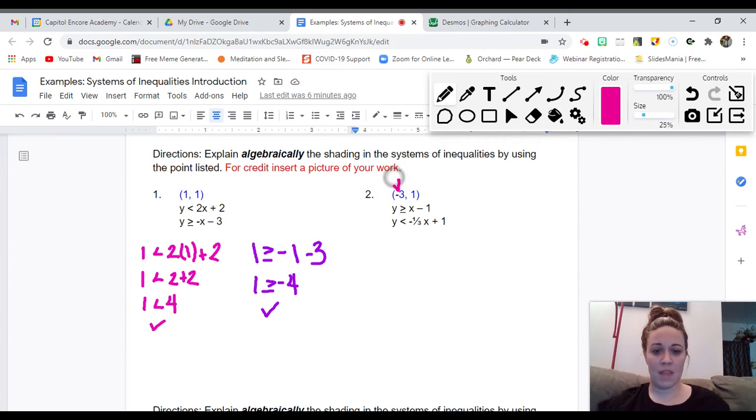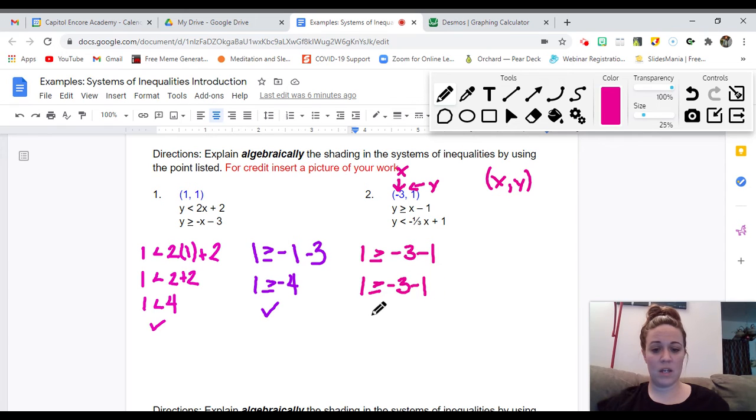So -3 is going to go in for x. 1 is going to go in for y, because remember your points are listed as an x and y value. So for my very first one, I have 1 is greater than or equal to x minus 1, which is -3 minus 1. So is 1 greater than or equal to -3 minus 1? Is 1 greater than or equal to -4? Yes, that is a true statement.